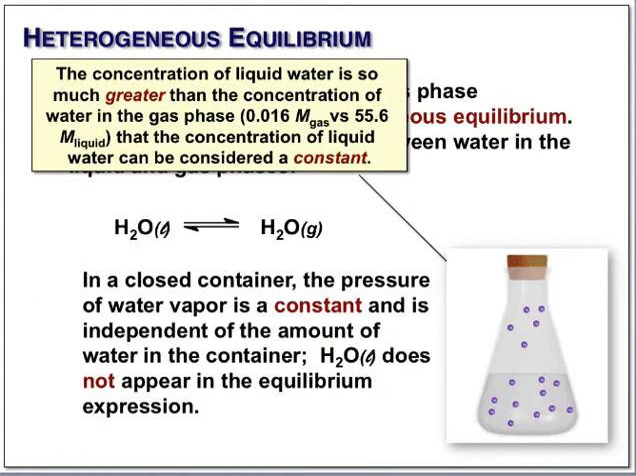The reason for this can be thought of simply as the difference in the concentrations. Water itself is 55 molar. At 25 degrees, the vapor pressure is about 0.016 moles of gas per liter. That is so much less than the concentration of water itself that we can just treat water as a constant. Therefore, we can say the equilibrium constant here is simply equal to the partial pressure of water at that temperature.